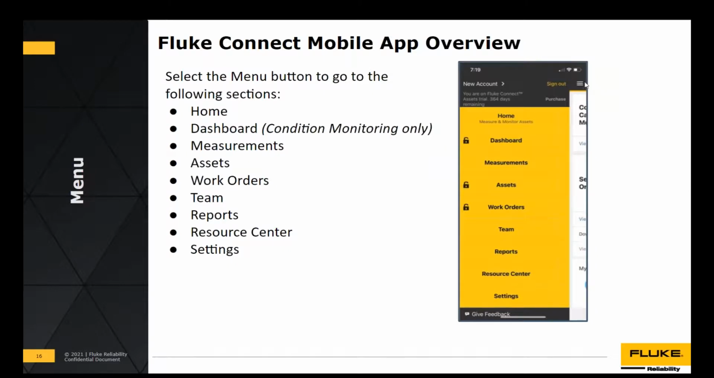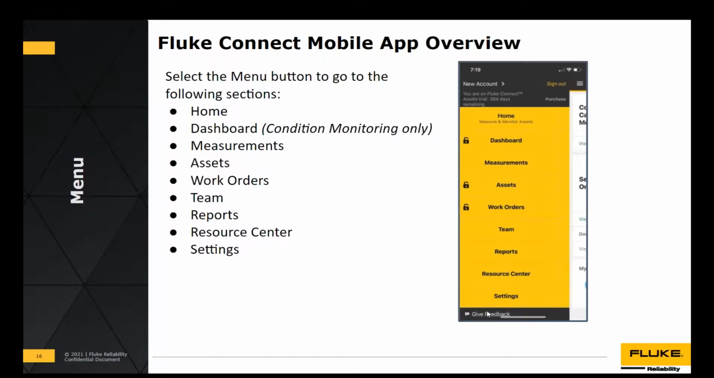If we click this menu button in the upper left corner, it will open up our menu screen. First we have the home screen, so that would just take you to that first screen where it has the connect and capture measurements up at the top. Next we have dashboards, so that is specific to our condition monitoring tools. Next we have measurements, assets, work orders, our team tab, reports, resource center, and our settings.